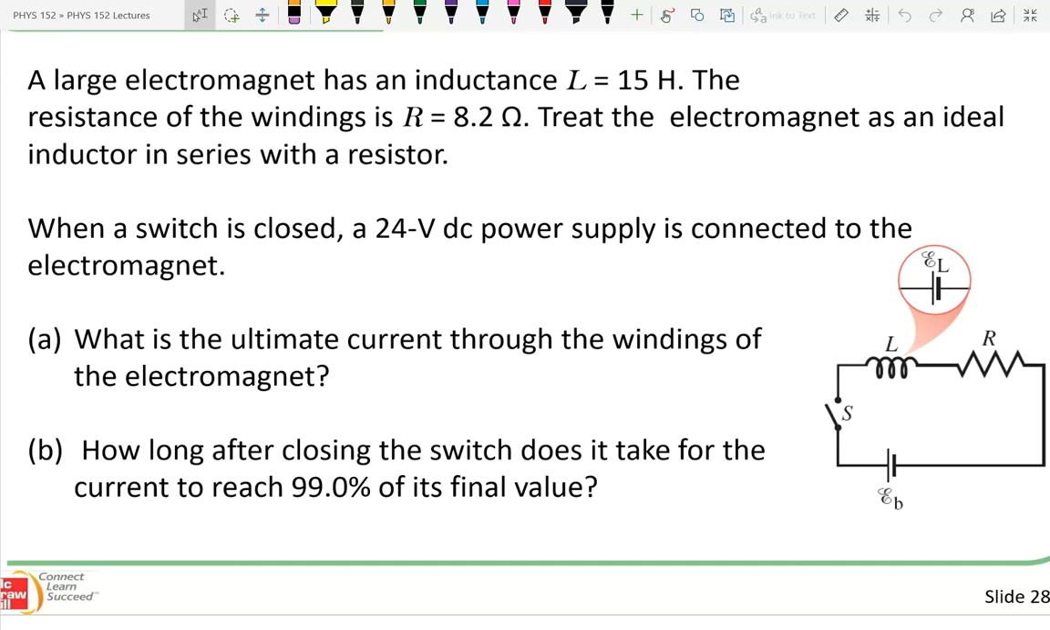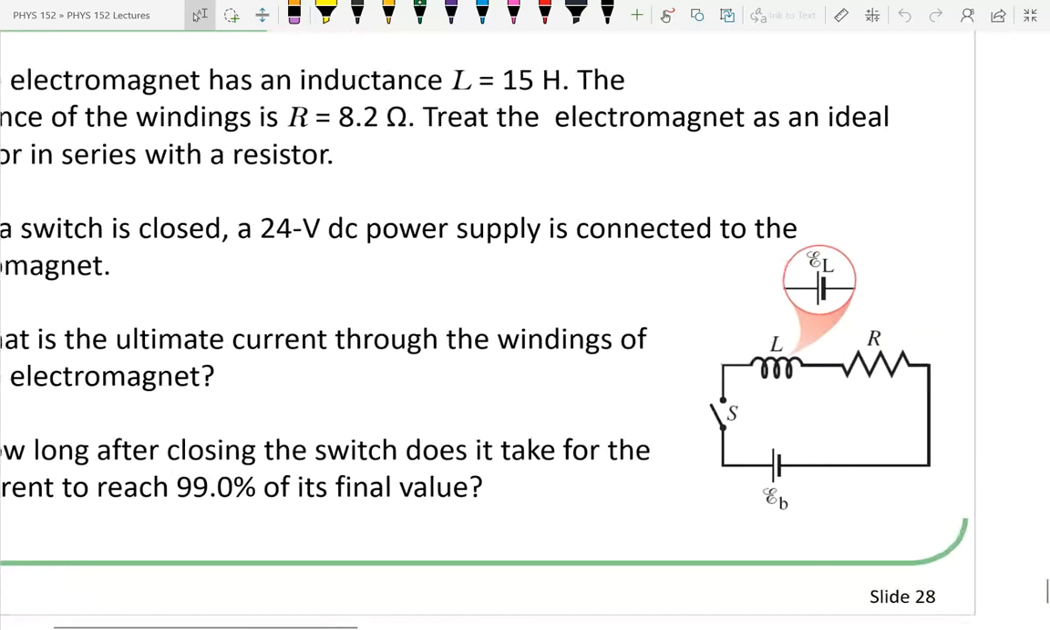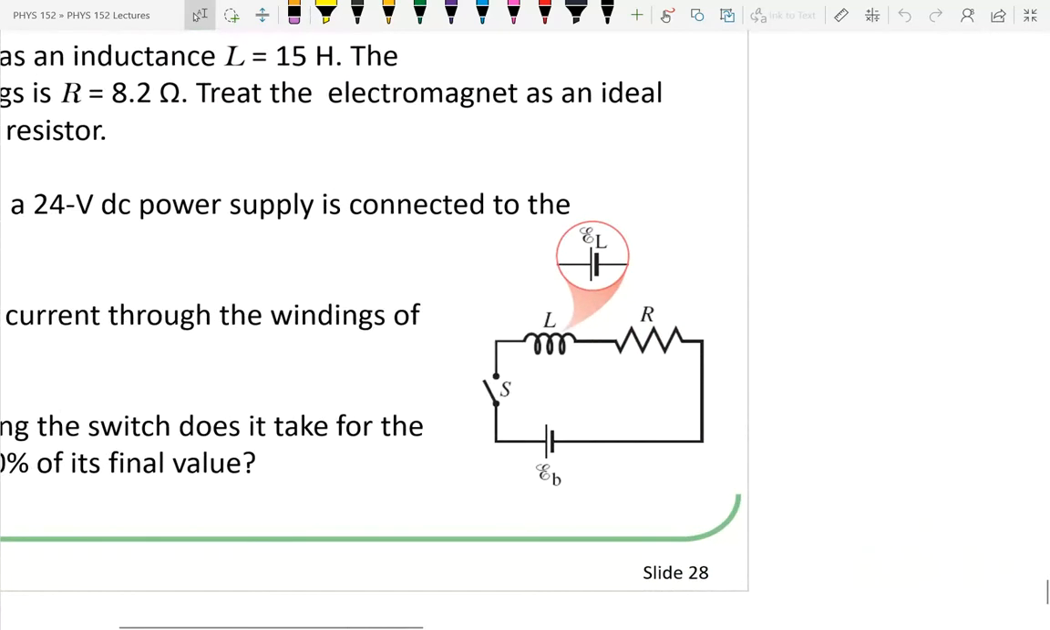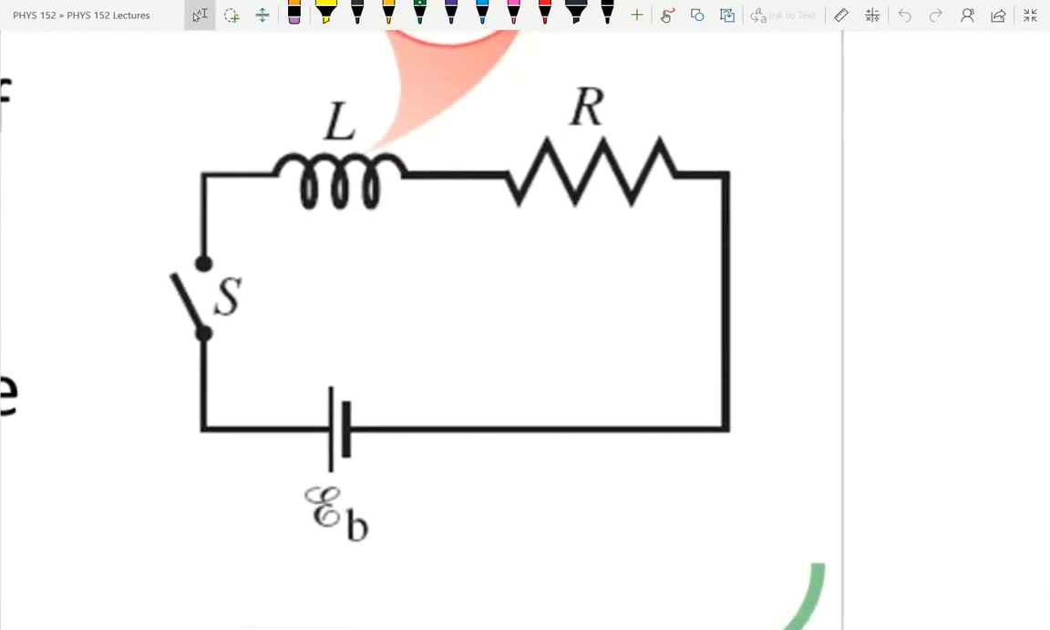When a switch is closed, a 24-volt DC power supply is connected to the electromagnet. So here's the circuit. What is the ultimate current through the windings of the electromagnet? That is, after a very long time, what will the current be? So when you look at this circuit, let's start with what's the initial current through the inductor going to be? It's what? It's not asked because it's assumed that you know, but nobody's answering, so it's good that I asked it.